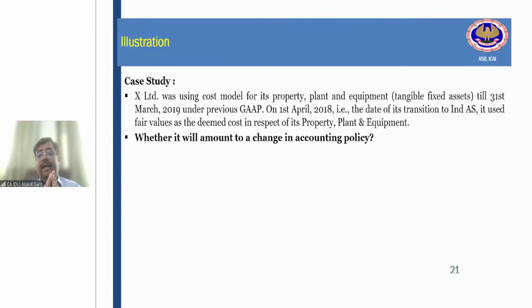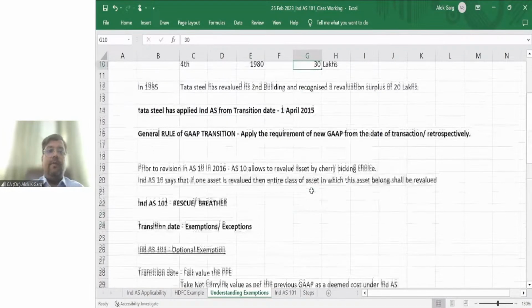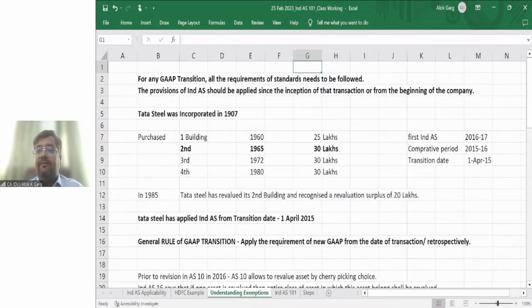So friends, in Ind AS 101, for the first time, some exemptions and relaxations are given, right? So first of all, let me discuss a case study on my Excel file. Then I'll again come back to my PPT, right? I hope my Excel file is visible.